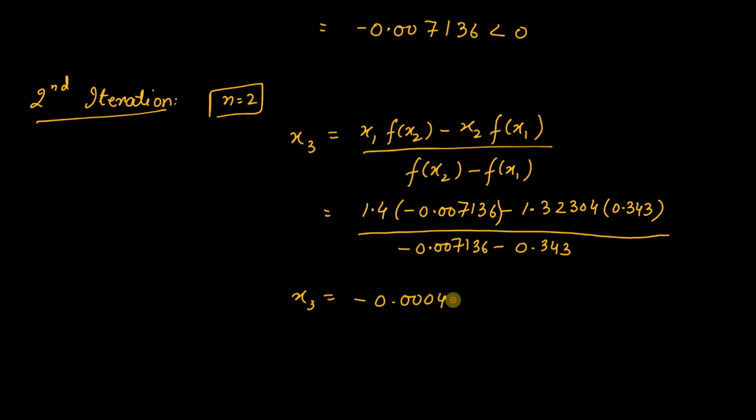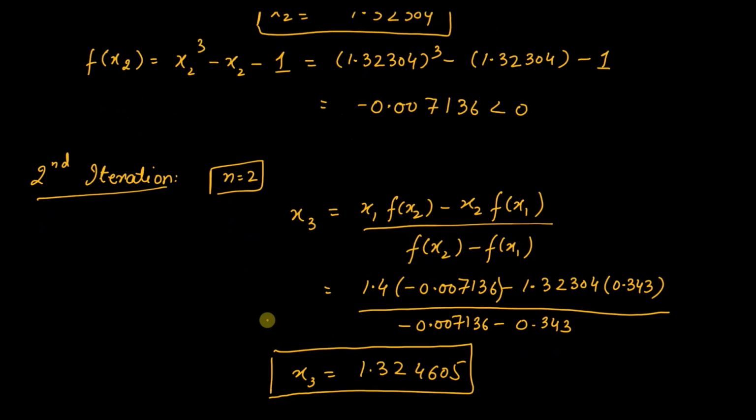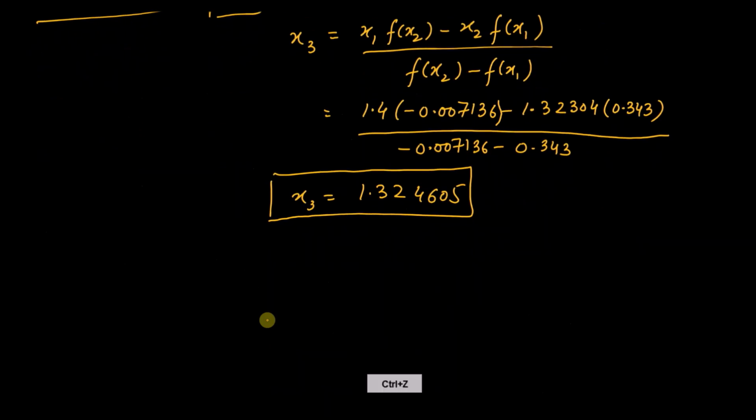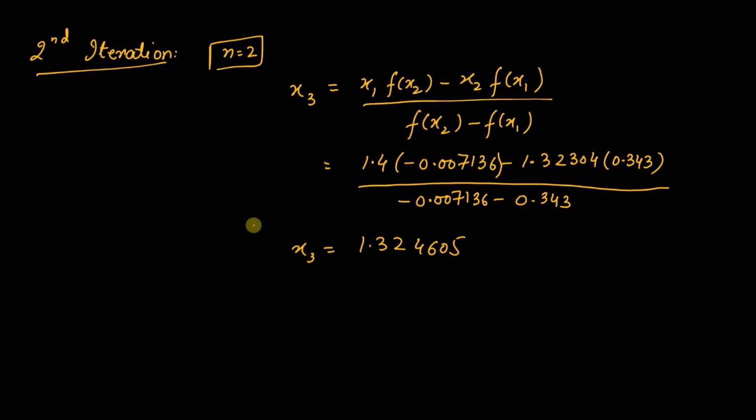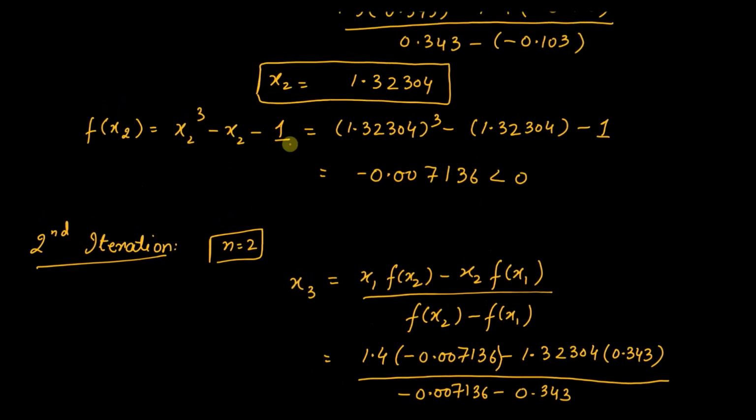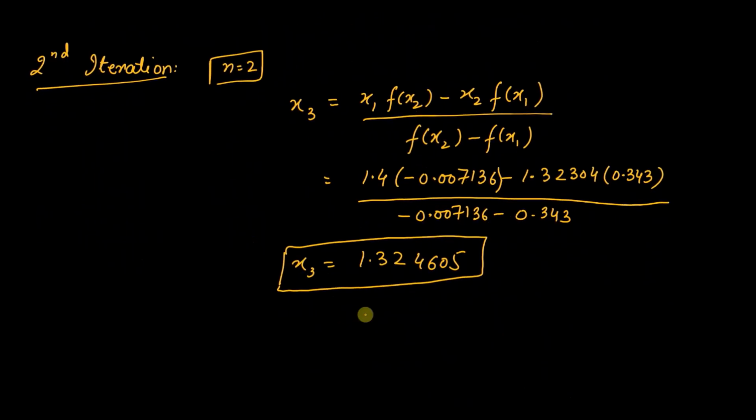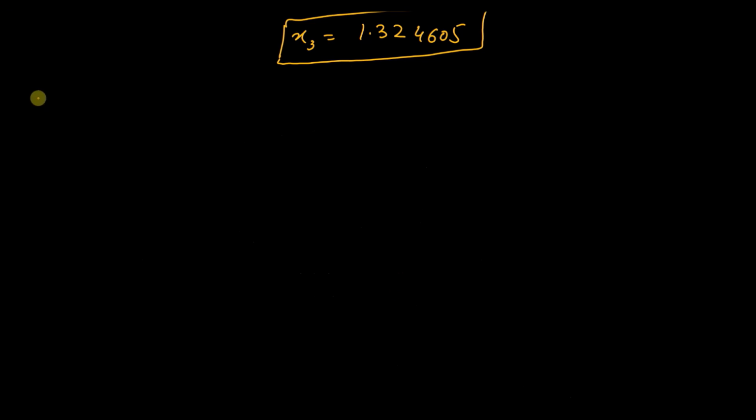After simplification, we will get, no, sorry. It should be 1.324605. Okay, let's see till which decimal place we will get the accuracy. Okay, so that is the value of x3. Let's check the tolerance. So we have the value of x3, x2 is 1.3230. So here we have 1.324. So we achieved the accuracy to 2 decimal places. So let's move to the third iteration.